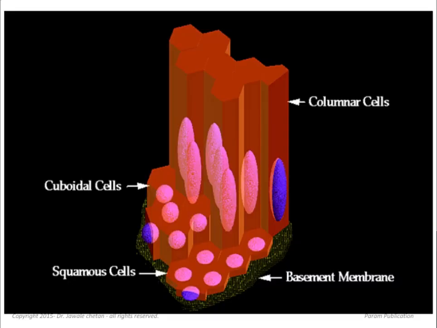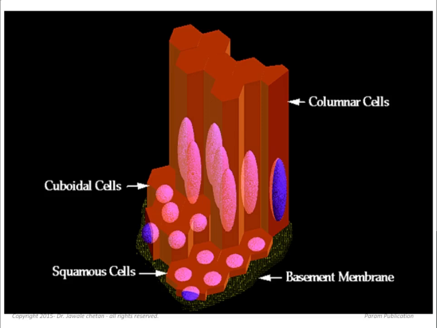So here in a single picture we can show different types of epithelial tissue at a glance. When we say squamous epithelial tissue, the cells are very flat. In every cell you will find a nucleus, a bulging, round nucleus.